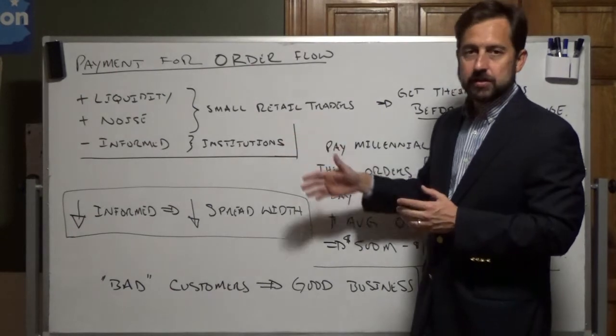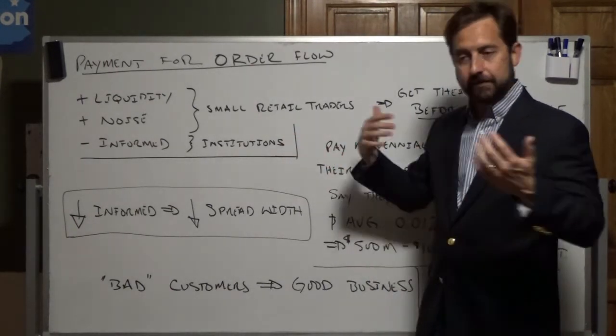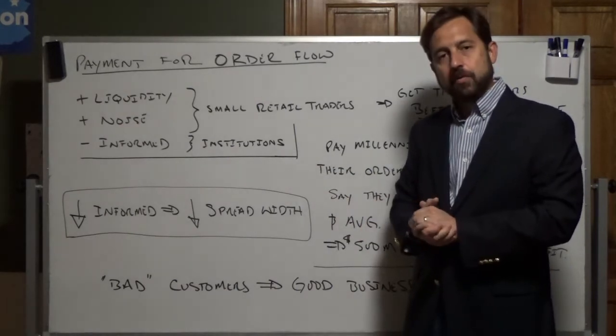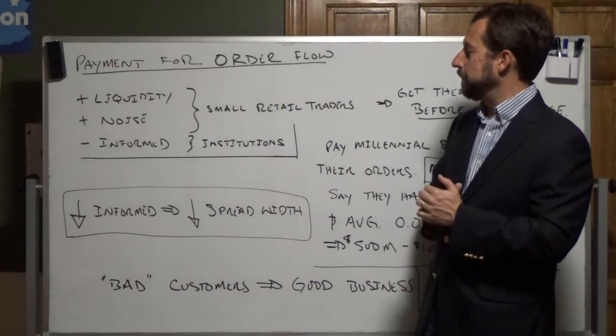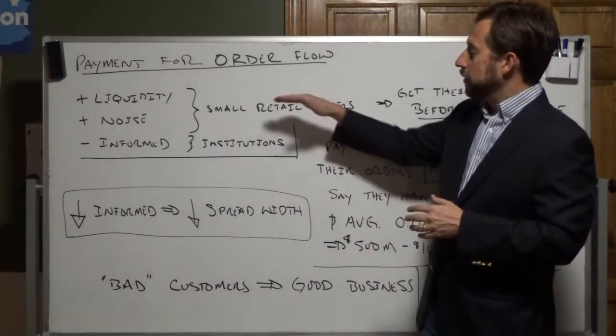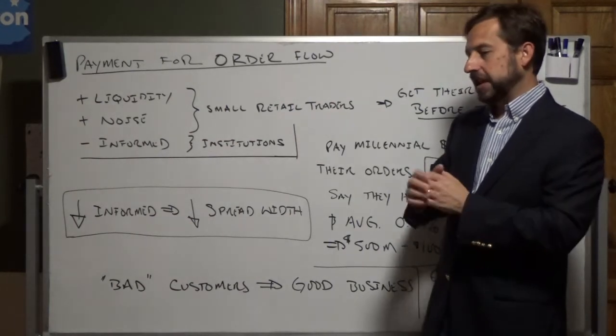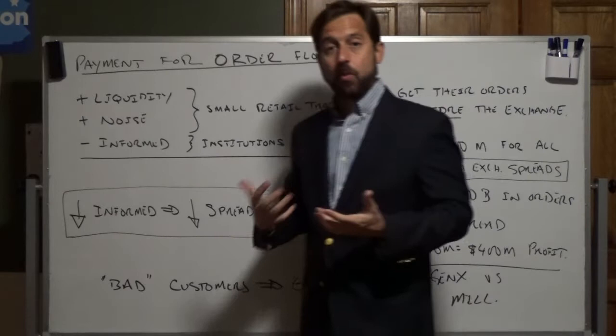However, institutions will try to disguise themselves as small retail traders. They can break their orders up, use an algorithm to make their orders look like small retail traders. So the easiest, the best way to get small retail traders is to get them before they hit the exchange, right? So that's where payment for order flow comes in.